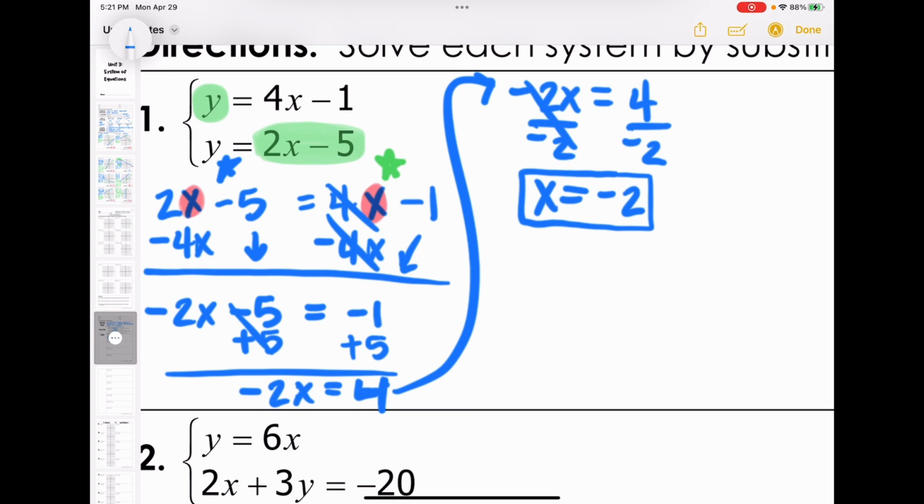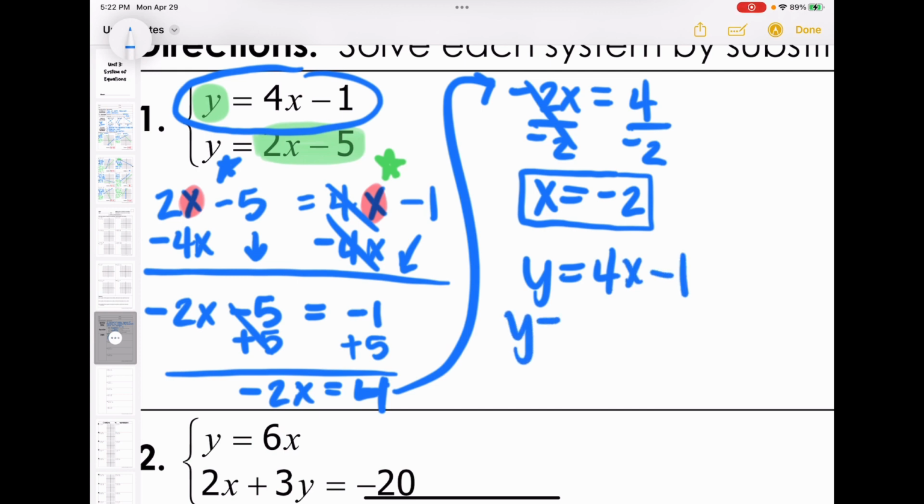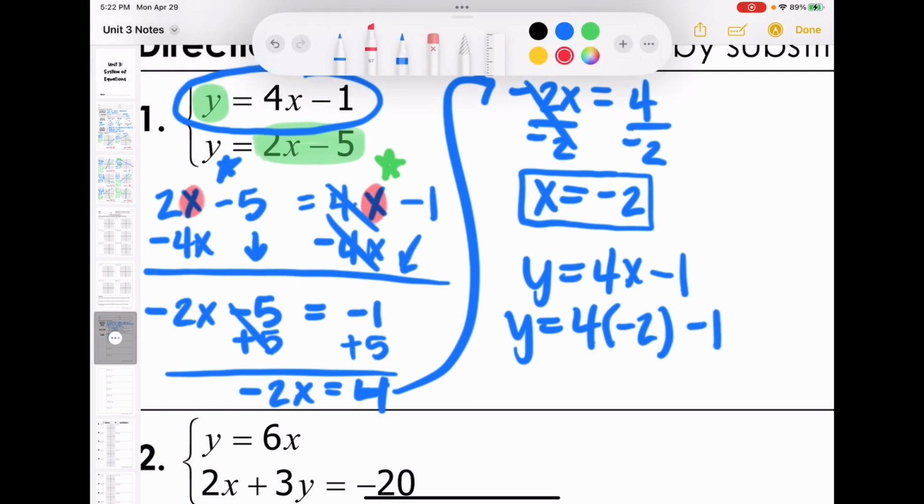So step 3 says substitute your answer into the revised equation from step 1 and solve for the other variable. We don't have a revised equation because both of our equations were already set up as y equals or x equals. So what I'm going to do is just plug that negative 2 into my first equation. I'm going to take this first equation, y equals 4x minus 1, and replace the x with negative 2. This right here you can plug into your calculator.